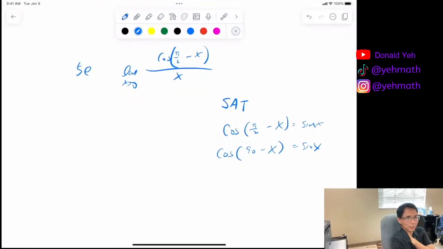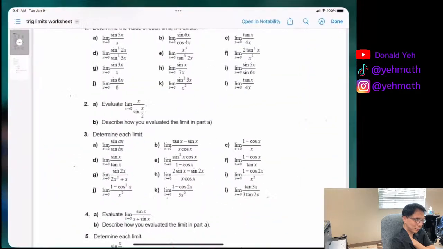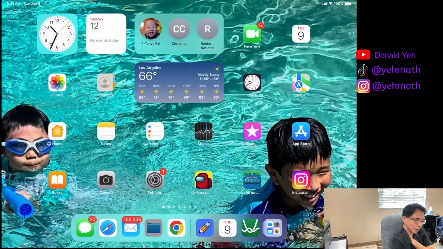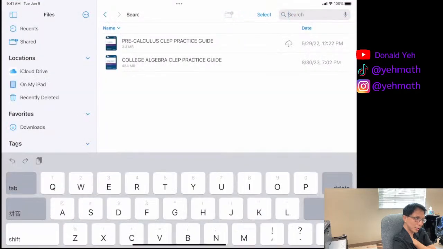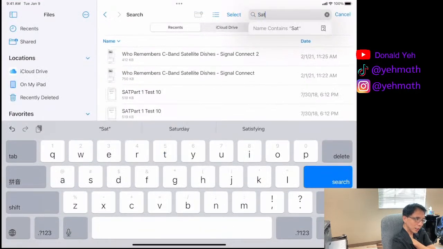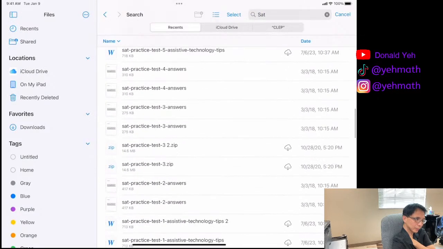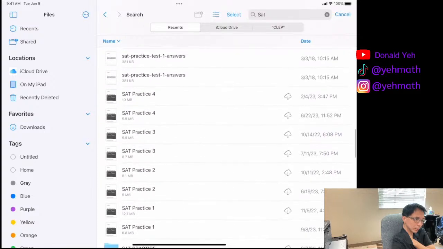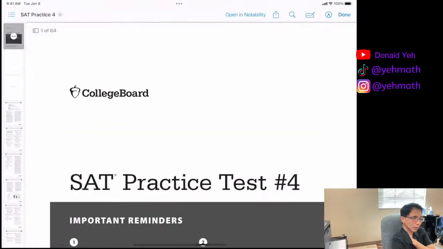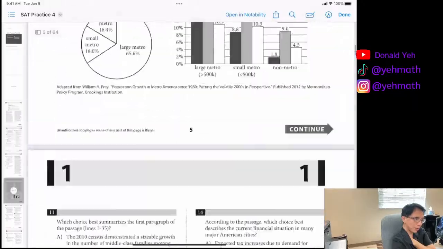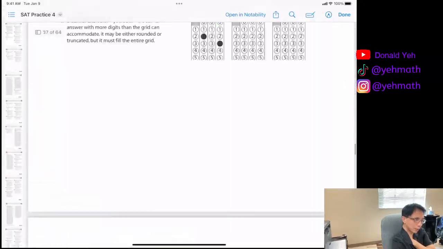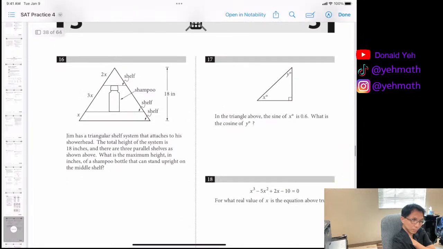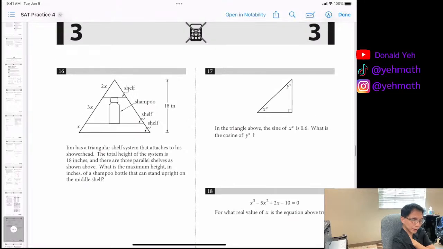Sometimes they will ask a co-function question. Hopefully I can find a SAT question. Let me pull up a recent SAT. I don't know if this one has it, I'm checking. They always have one on every test, so I'm going to see if they have one on this one. Oh, they have a different one here.